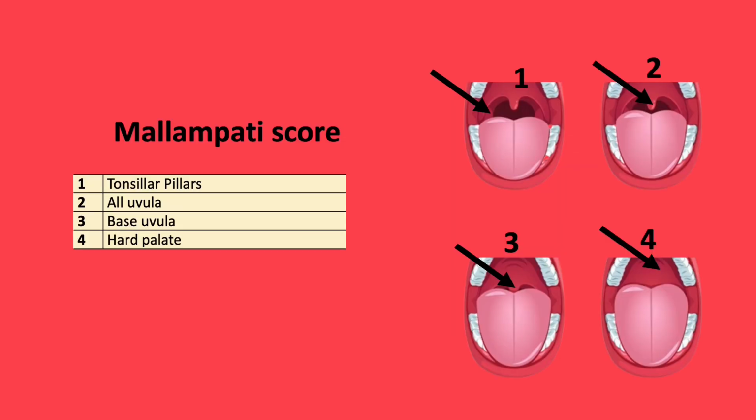The Mallampati score has a direct association with the intubation grade. Ask the patient to open the mouth and stick out the tongue and observe the back of the mouth. There are 4 different subtypes. 4: all you can observe is the hard palate. 3: you can see the base of the uvula in addition to the hard palate. 2: you can see the full uvula. And 1: you can see the full uvula and also the tonsillar pillars.